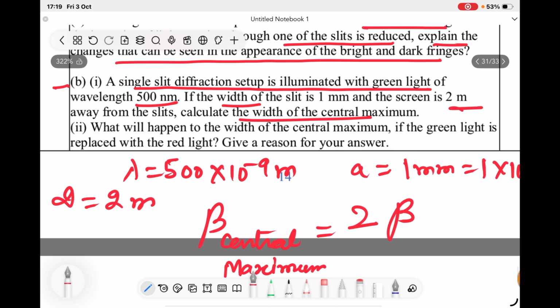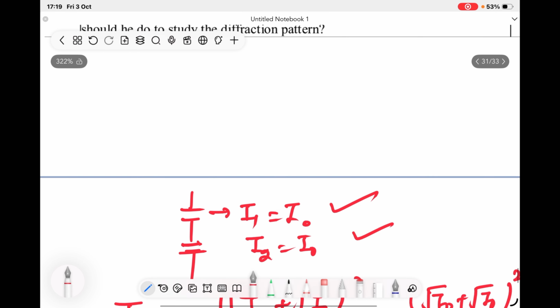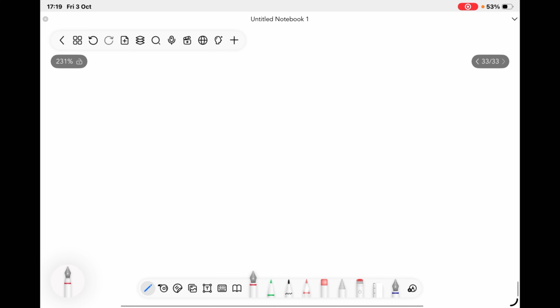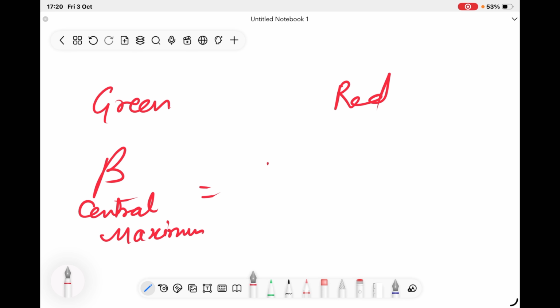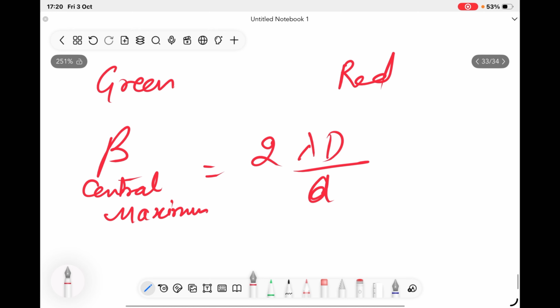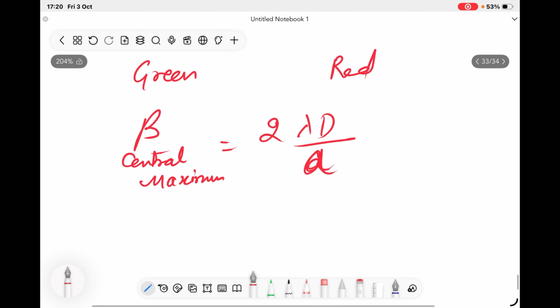Okay, B has two or three parts. What will happen to the width of central maximum if green light is replaced with red light? Earlier it was green and now it is red. And what is the formula of fringe width of central maximum? Beta of central maximum is twice lambda D by d. So you can use lambda D by d or A as you feel comfortable.